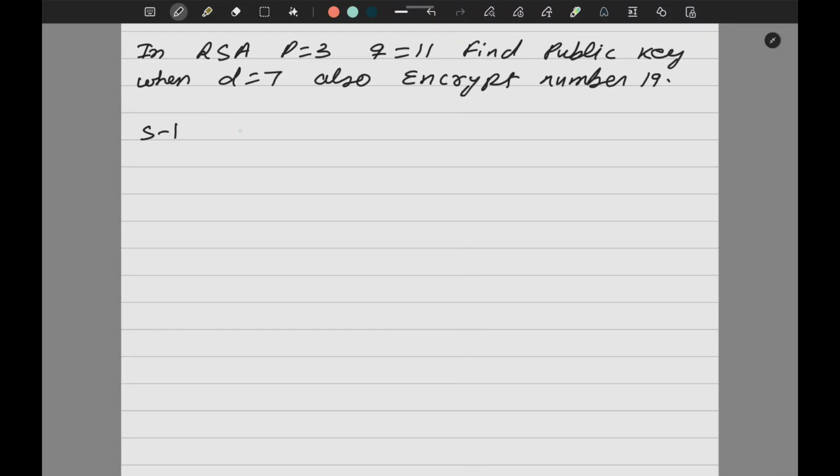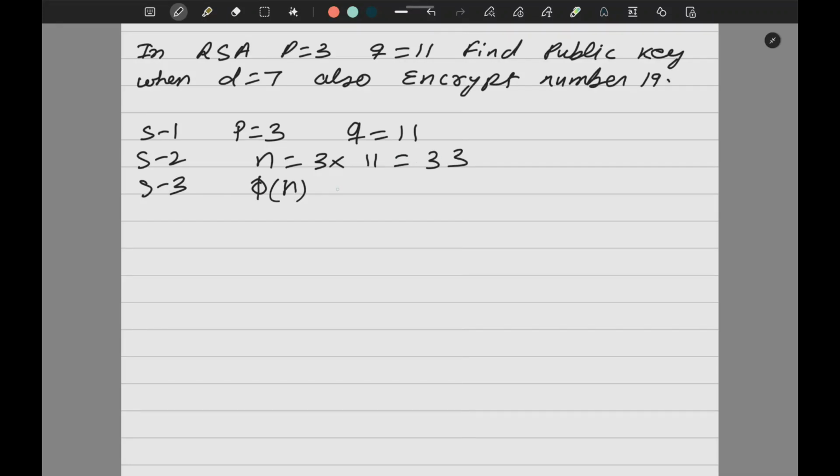Okay. So, first step, your P is equal to 3 and Q is equal to 11. Step 2, your N is equal to 3 into 11, that is 33. Step 3, you have to define phi n, which is equal to 2 into 10, each one reduced. So it is 20. Now step 4, you have to apply the congruency.